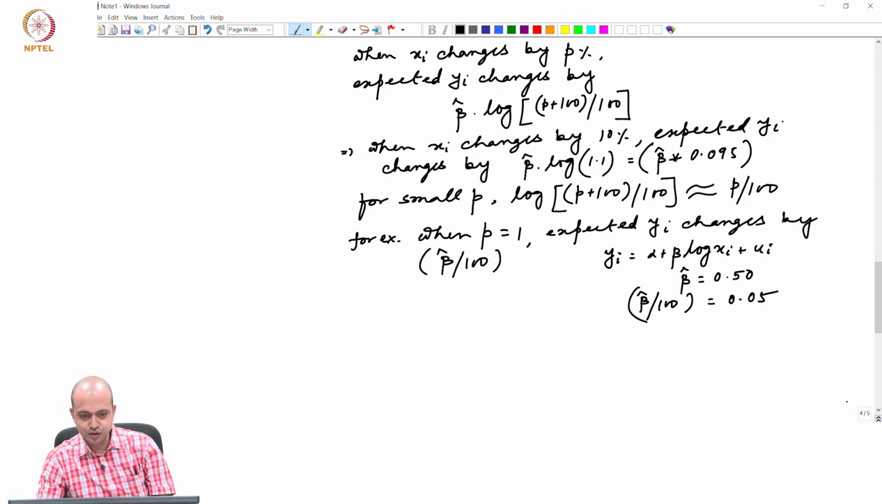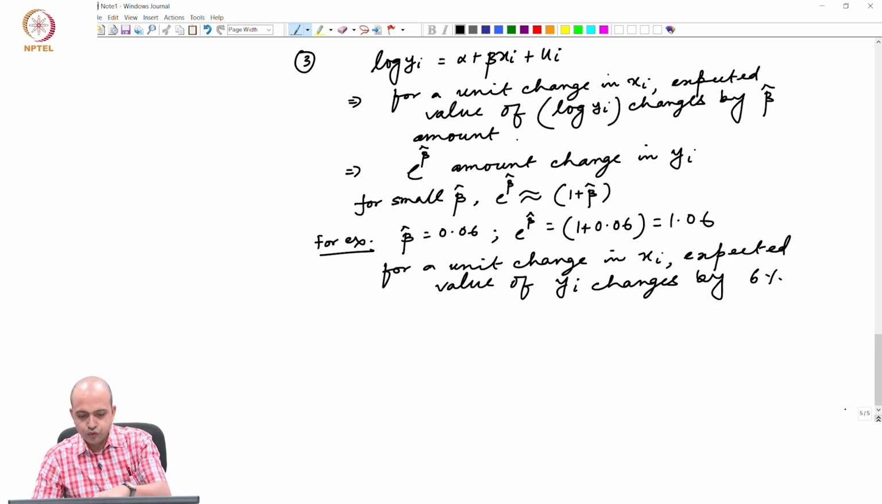Previously, look at the difference. Here, when your x is log, for 1% change in xi, yi changes by beta hat divided by 100, which equals 0.05. So, this is percent, this is unit, this is just the opposite. For a unit change in xi, y changes by 6% if your beta hat equals 0.06. This is the third model.